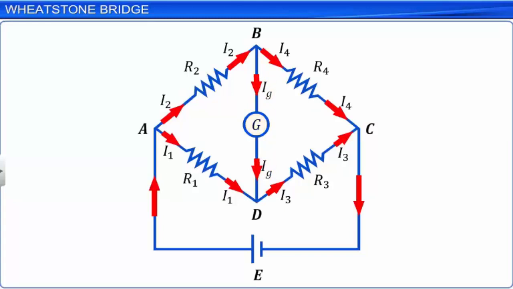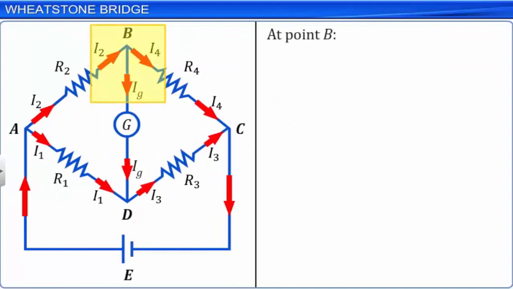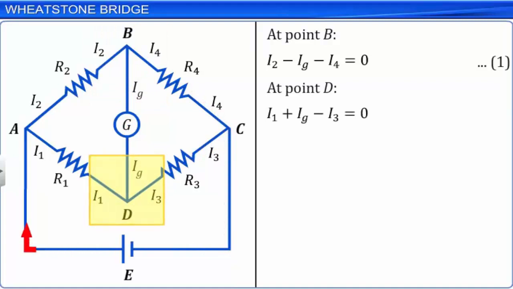The formulae we derived for series and parallel combinations of resistors and cells are not sufficient to determine all the currents and potential differences in such circuits. Let us now apply Kirchhoff's junction rule at junction points B and D. At point B, I2 minus IG minus I4 is equal to 0. Let this be equation 1. At point D, I1 plus IG minus I3 is equal to 0. Let this be equation 2.